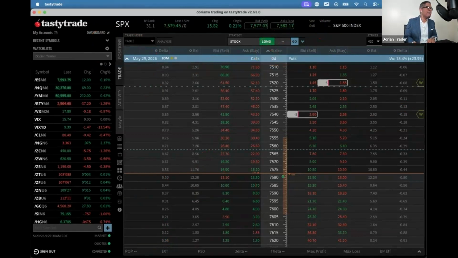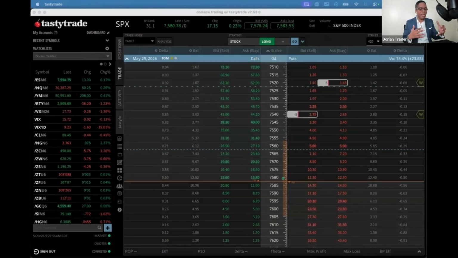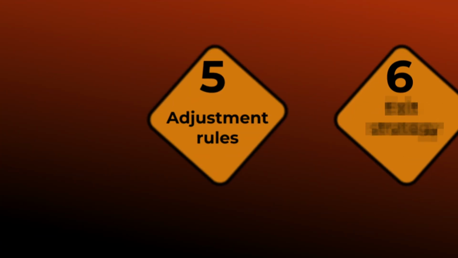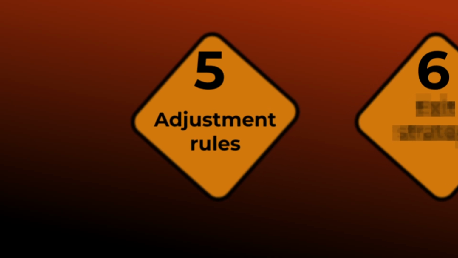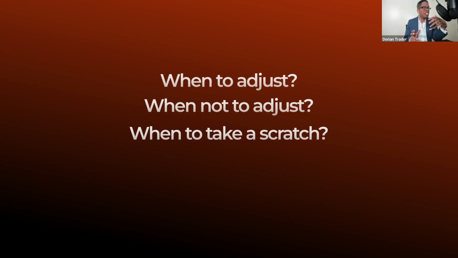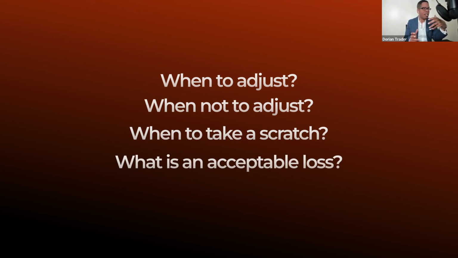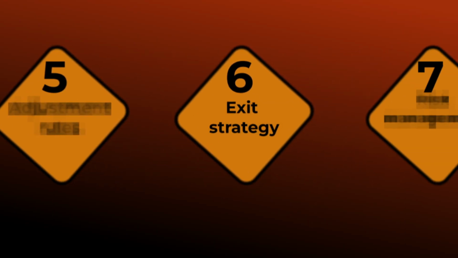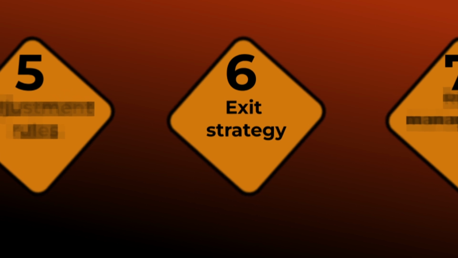We also talk about other types of entry criteria. We talk about the expected move. We talk about the VIX rule of 16, and we talk about 2 times the expected move. And then we also talk about skewing the trade, things like that. And then we have our adjustment criteria on this checklist. When to adjust, when not to adjust, when to go for a scratch, what is an acceptable type of loss. We have our exit criteria, our profit targets.